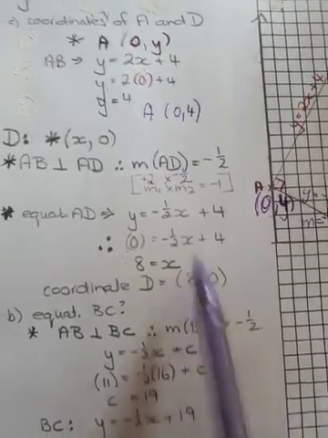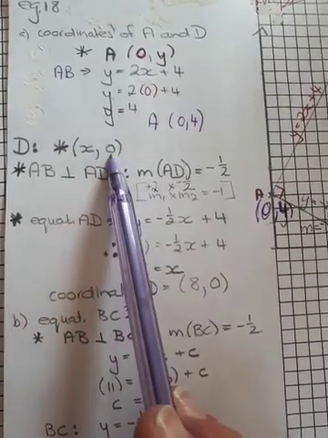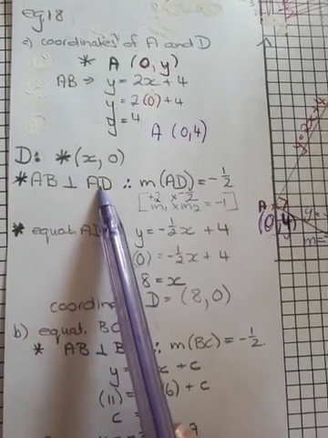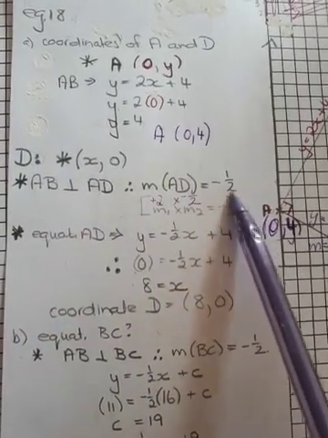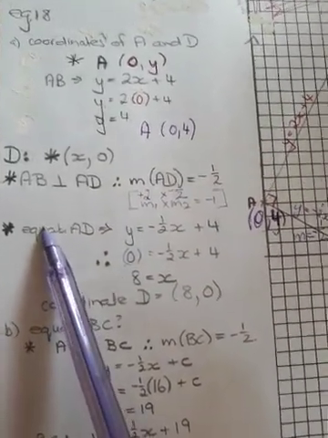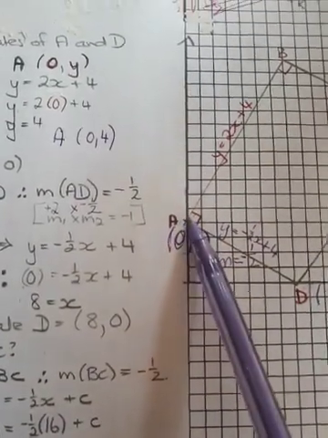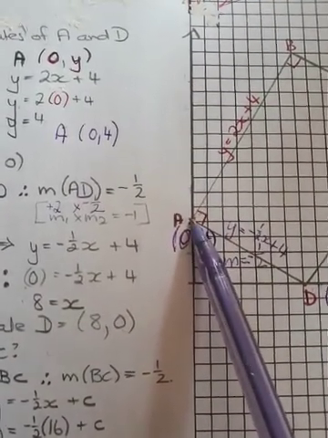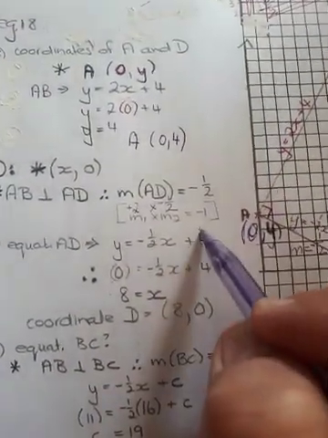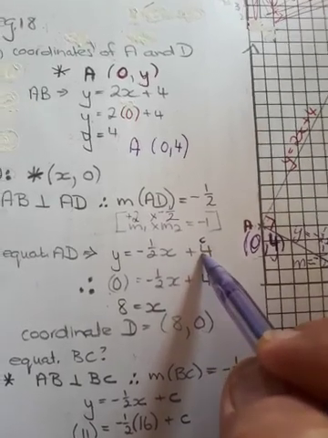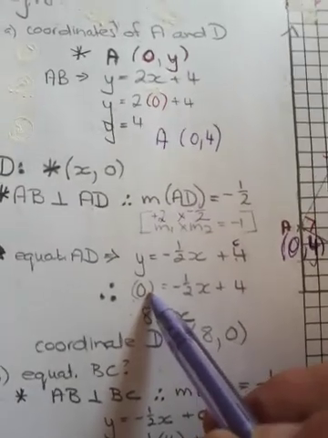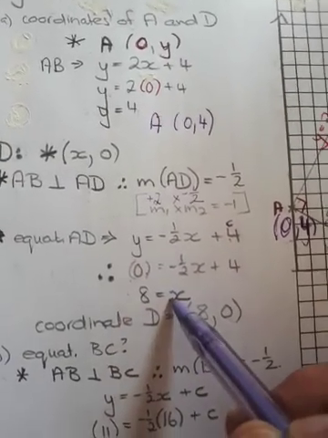I will repeat: you must realize that point D is (x, 0). You must also realize, because line AB is perpendicular to line AD, that you can get its gradient of negative 1/2. Plus you must realize that the y-intercept for line AD is 4, so the value of c is 4, and that's how you get the equation. Then you simply substitute the value of 0 for y, and then you calculate the x.